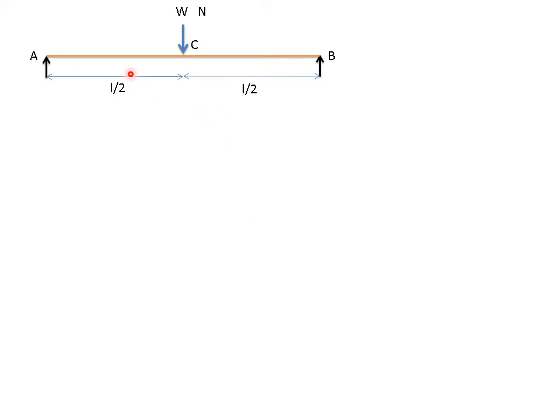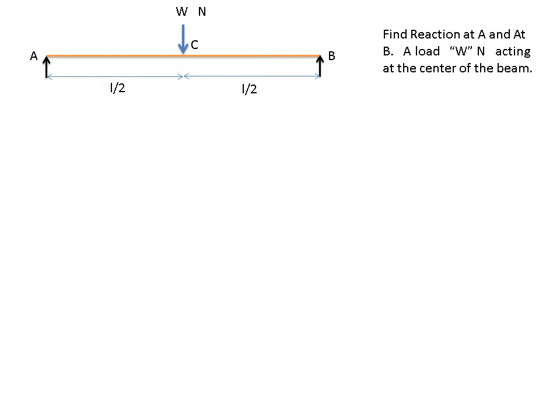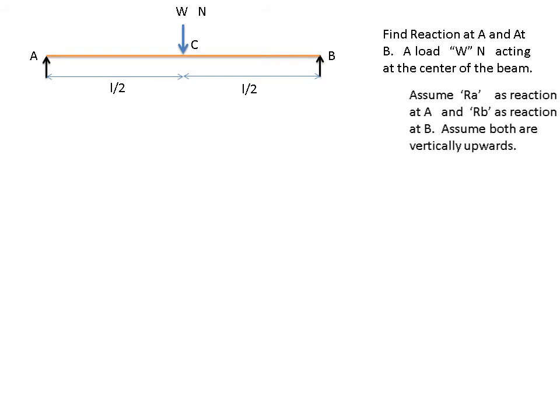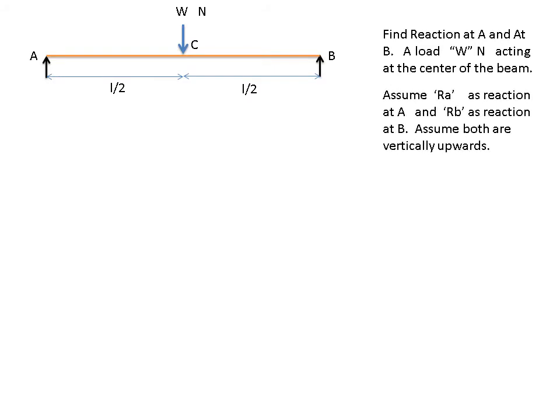Next example, let us see. This is the beam AB having total span L. At the center, meaning L by 2, you have a load acting with a magnitude of W newtons. Let us say this point is C. What you have to do is find the reactions at A and B. So these are the points A and B. I am assuming RA is the reaction at A and RB is the reaction at the end B, and I am assuming both are going vertically up.